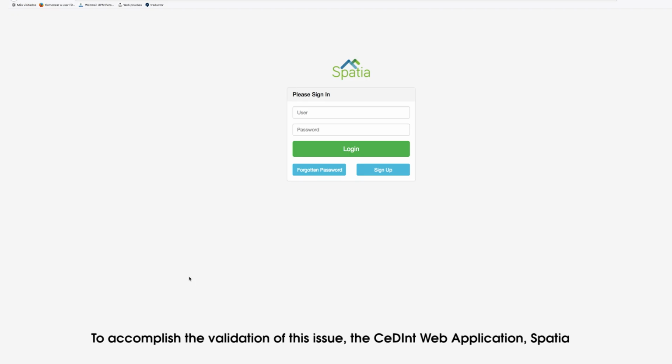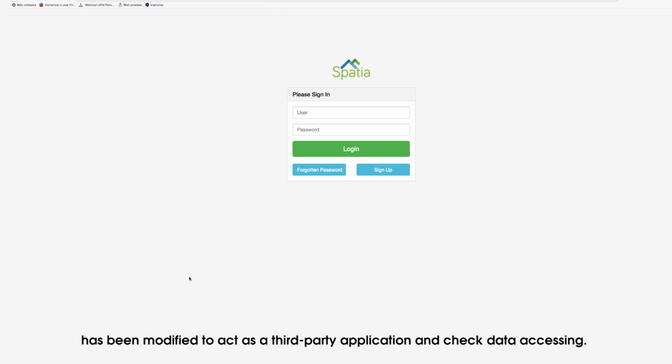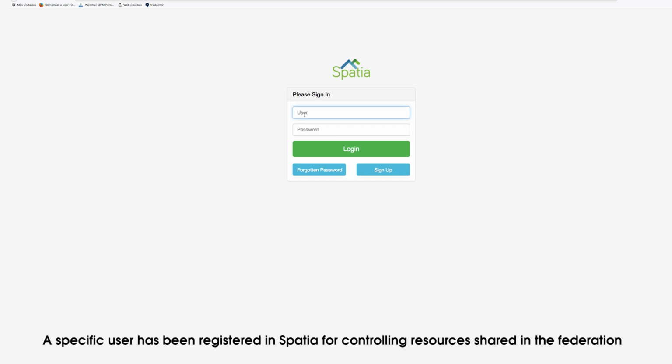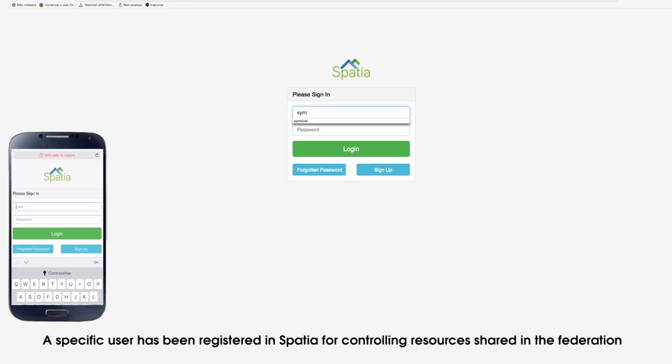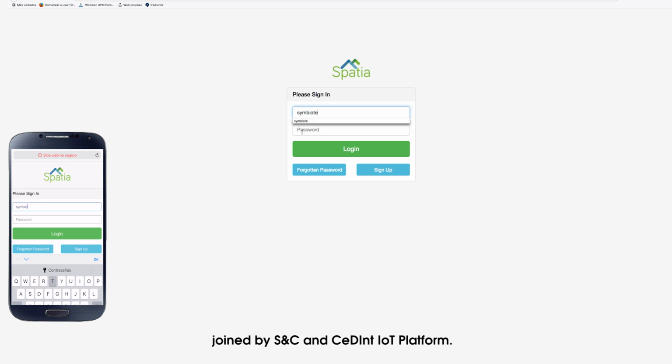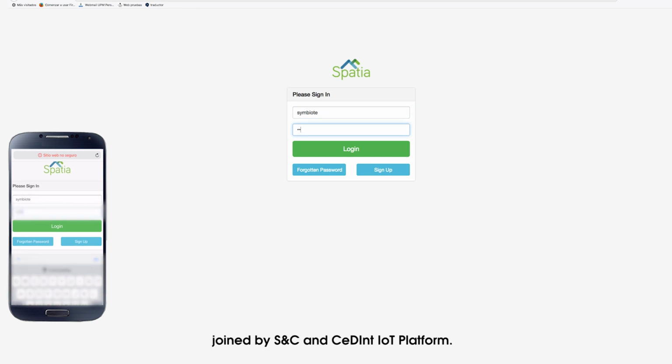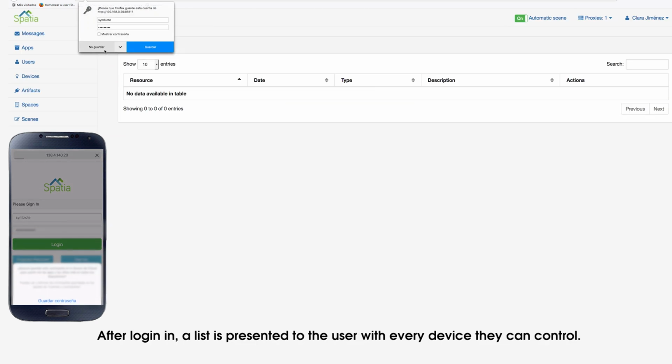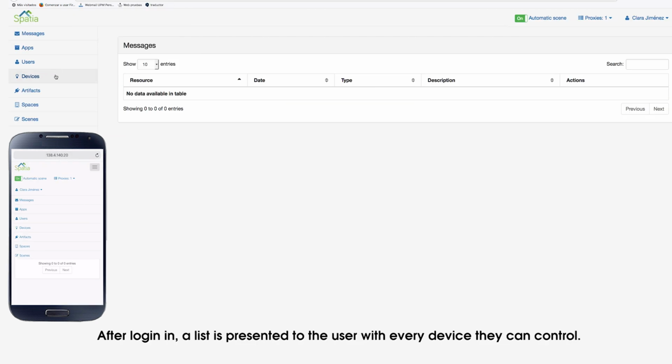To accomplish the validation of this issue, the CeDInt web application, Spatia, has been modified to act as a third-party application and check data accessing. A specific user has been registered in Spatia for controlling resources shared in the federation joined by Sensing and Control and CeDInt IoT platform. After logging in, a list is presented to the user with every device they can control.